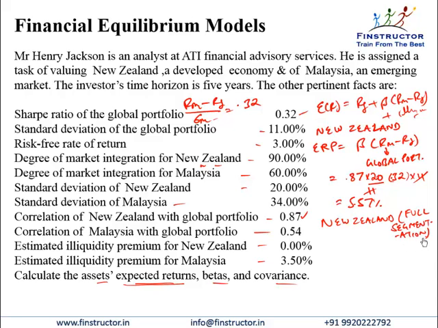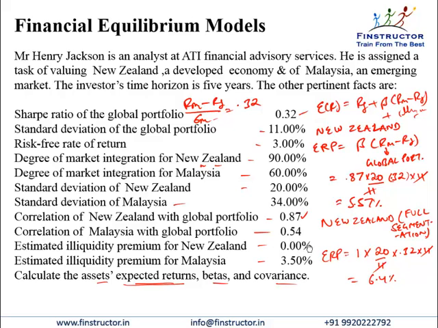Next step is to calculate the equity risk premium for New Zealand assuming full segmentation. Assuming full segmentation, we will work as though the correlation coefficient is 1, that is, we are giving no benefit of the low correlation, since we cannot invest and in any way exploit the benefit of a low correlation. So the equity risk premium will be calculated as correlation coefficient, that is 1, into 20 by 11 into 0.32 into 11, that is equal to 6.4%.